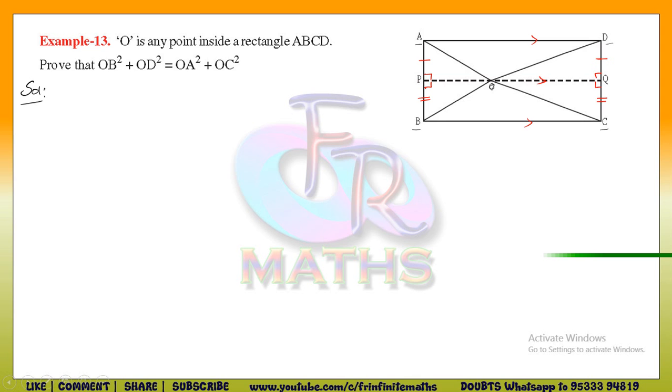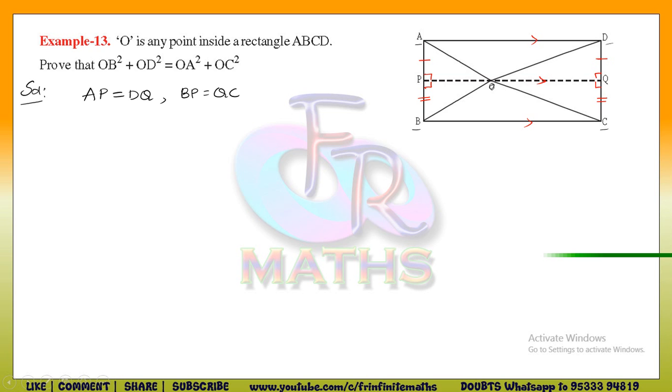So what are the things that are given? Let us see this. From the figure, ABCD is a rectangle, O is any point inside the rectangle. Passing through O we have drawn a line PQ such that it is parallel to the sides of the rectangle. Then automatically it will be perpendicular to the remaining two sides. Clearly from this we got AP equal to DQ and BP equal to QC. So these two things we have obtained from the figure, right?